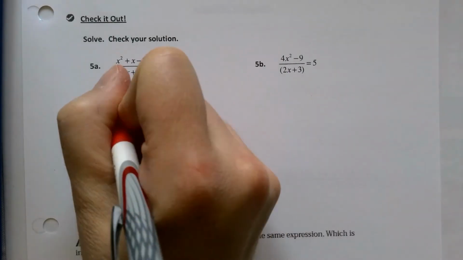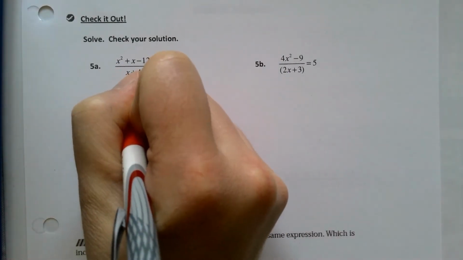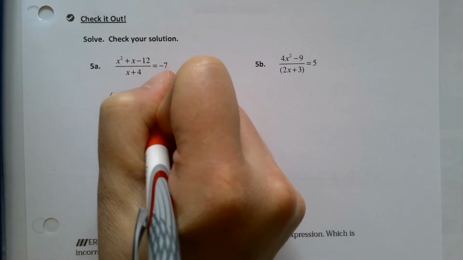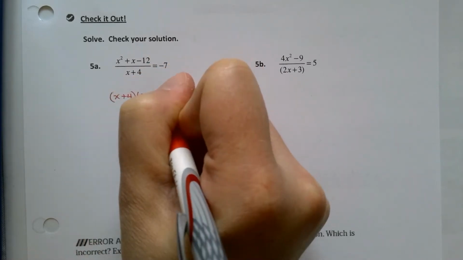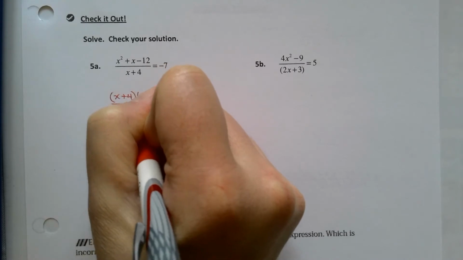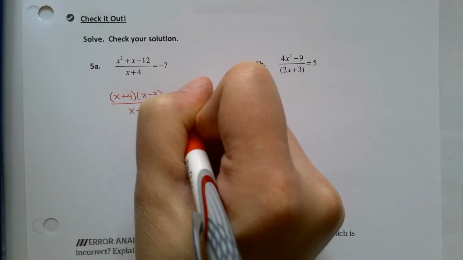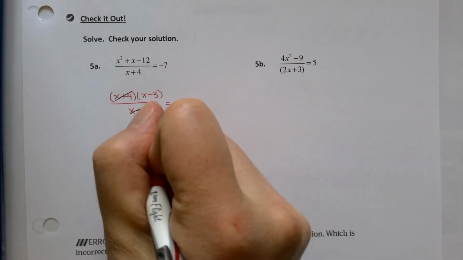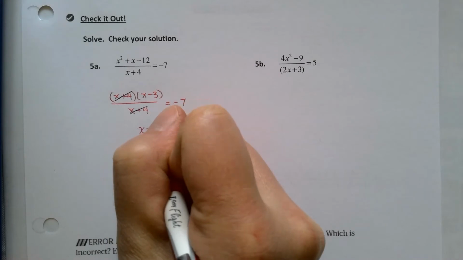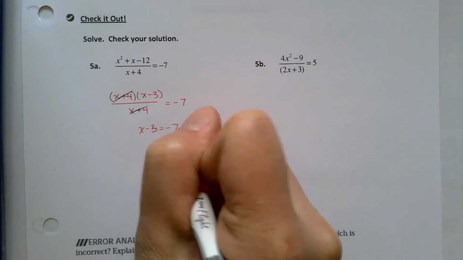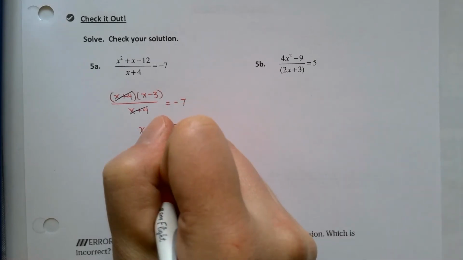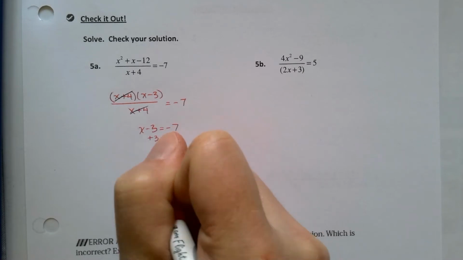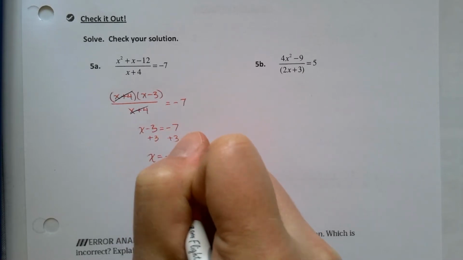First thing I want to do is factor this. It'll be x plus 4, x minus 3, over x plus 4, and it's equal to negative 7. But before I worry about the equation, I'm going to cancel these like terms, and I get x minus 3 is equal to negative 7. I'm going to add the 3, and I get x equals negative 4.